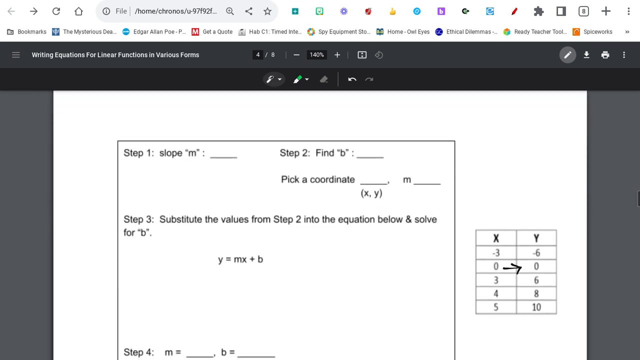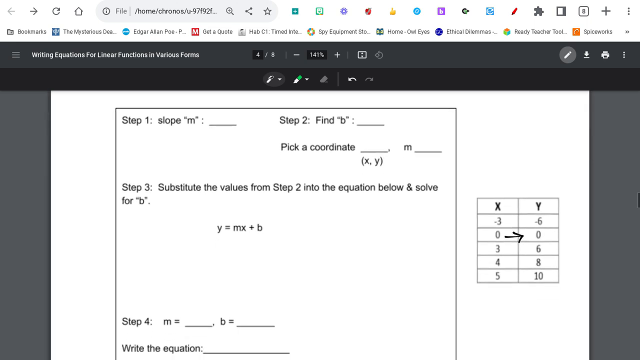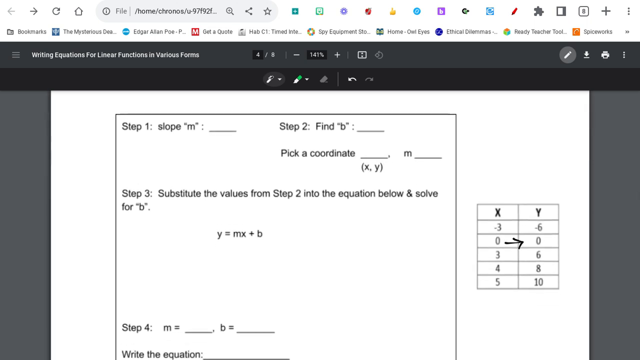All of them won't have an x of 0, so it's best to know all the steps. All right, let's take a look at this one. First thing we're going to do is find the slope.